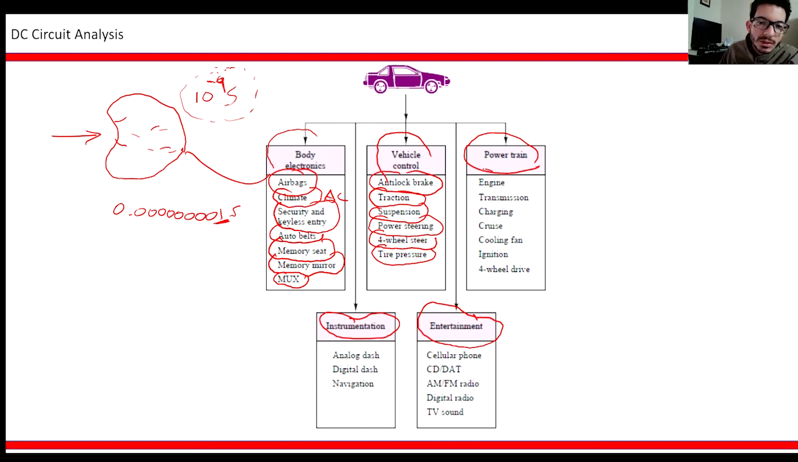We have the engine, which could be combustion by gas or diesel. We have the transmission, which could be mechanical or automatic. We have charging if it's an electric car. The cruise control, which is just a button to let the car know that you want to maintain the velocity. The cooling fan, so this is the fan to let your radiator extract heat from the engine.